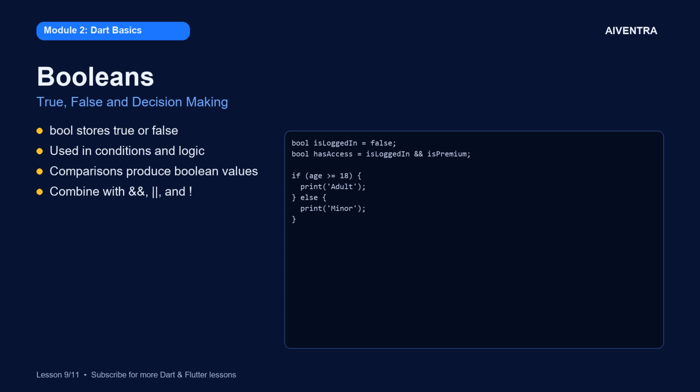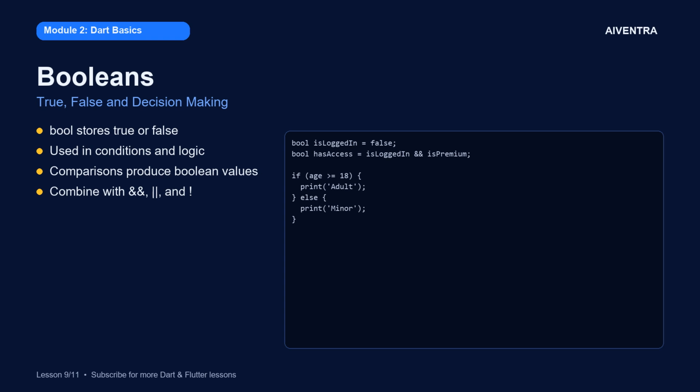Boolean values often come from comparisons. When you write age greater than or equal to 18, Dart evaluates that expression and returns true or false. You can store that result in a bool variable or use it directly inside an if statement.